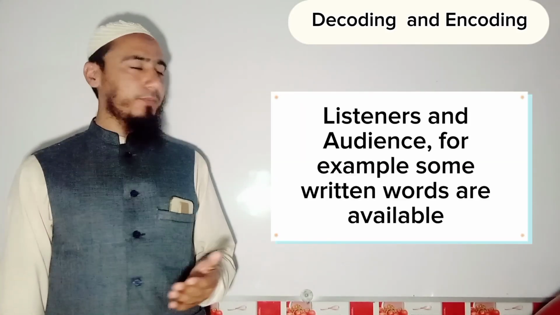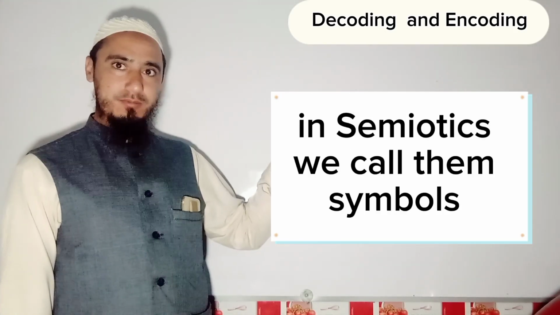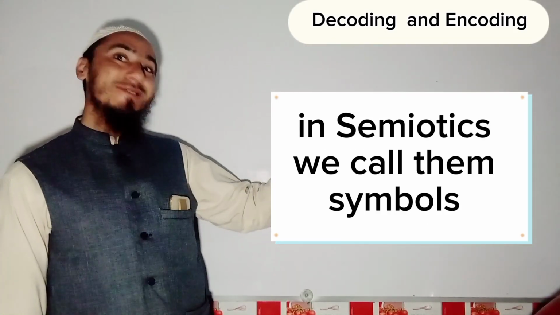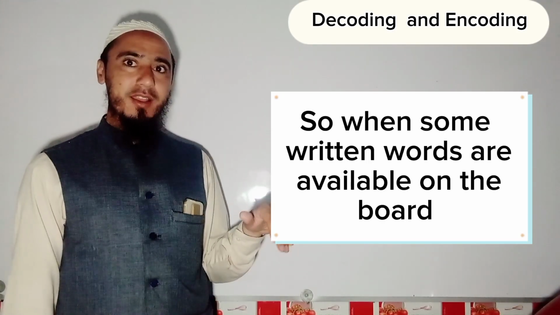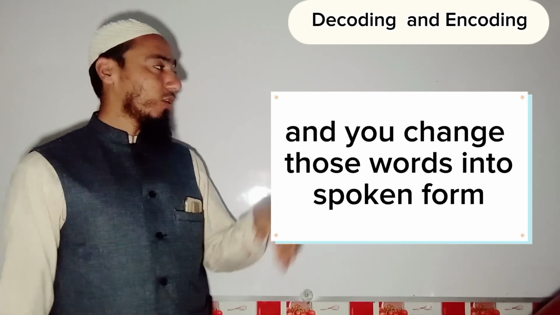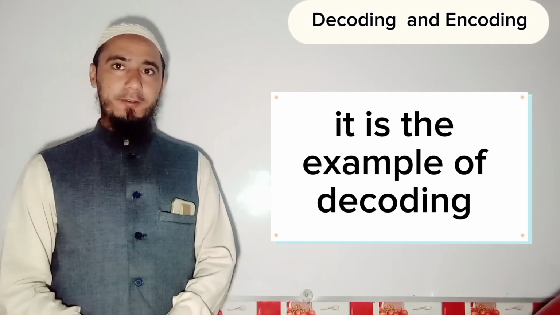Listeners and audience, for example, some written words are available. In semiotics, we call them symbols. So when some written words are available on the board and you change those words into a spoken form, it is the example of decoding.